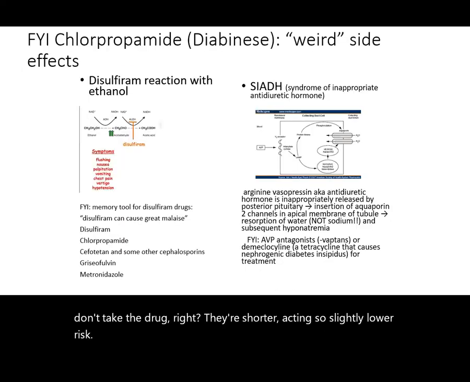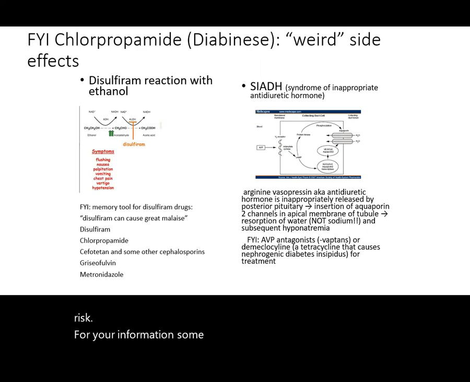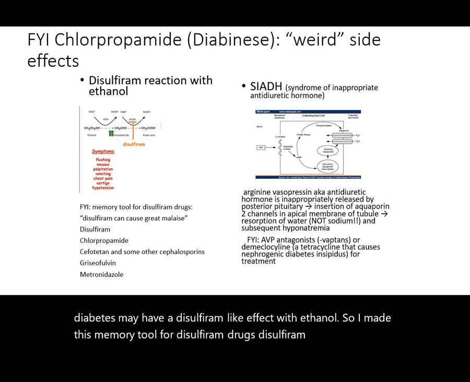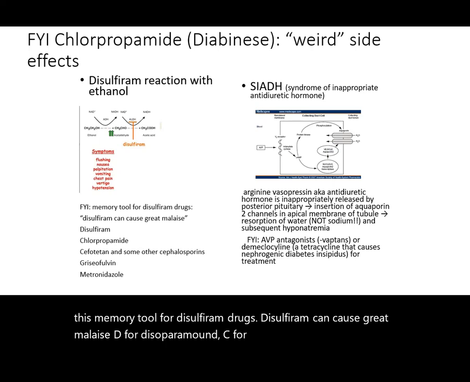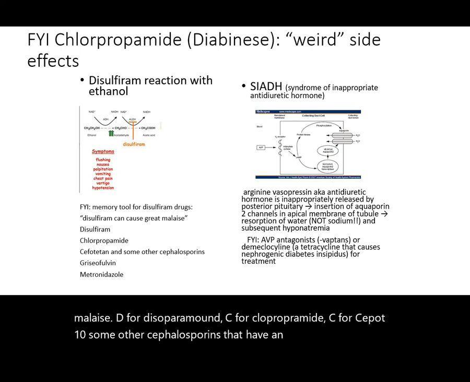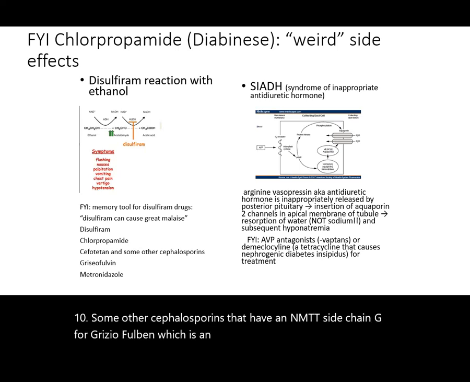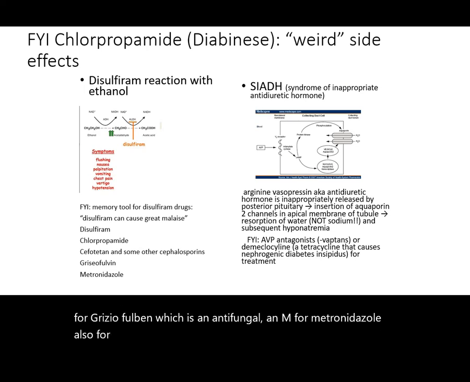For your information, some weird things about chlorpropamide diabetes may have a disulfiram-like effect with ethanol. So I made this memory tool for disulfiram drugs. Disulfiram can cause great malaise. D for disulfiram, C for chlorpropamide, C for cefotetan, some other cephalosporins that have an NMTT side chain, G for griseofulvin, which is an antifungal, and M for metronidazole. Also, chlorpropamide can cause SIADH.